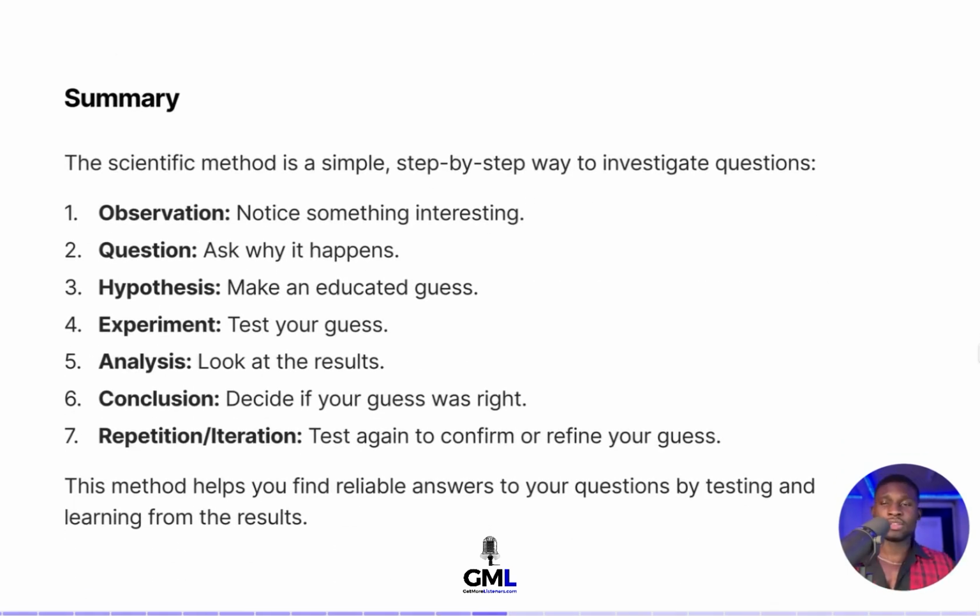So to summarize, the scientific method is a simple step-by-step way to investigate a question. We have an observation, we notice something interesting. We ask a question, why it's happening. We make a hypothesis, an educated guess. We experiment, we test out your guess. We analyze, we look at the results. We make a conclusion and decide if your guess, hypothesis, was right or wrong.